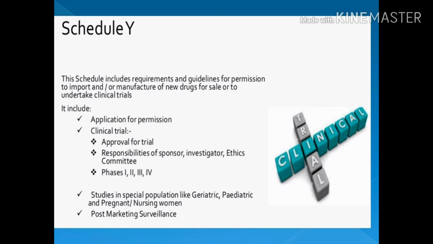It includes applications for permission of clinical trials, approval of trials, and the responsibilities of sponsors, investigators and ethics committees for phases 1, 2, 3 and 4, and for studies in special populations like geriatric, pediatric, and pregnant and nursing women, and post-marketing surveillance. This means all these are included in Schedule Y: how we can carry out clinical trials and how we can take the permission for this.